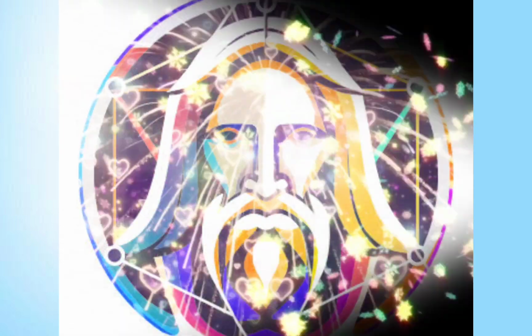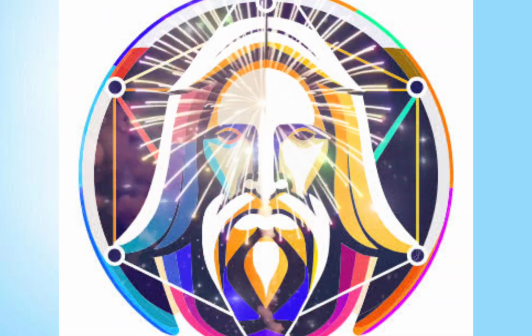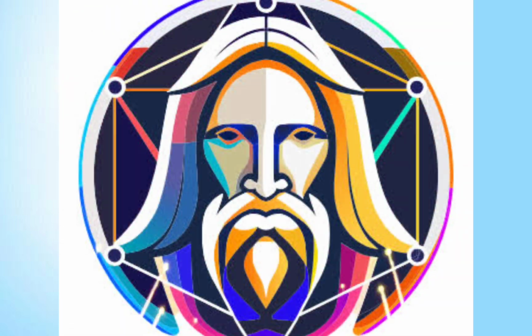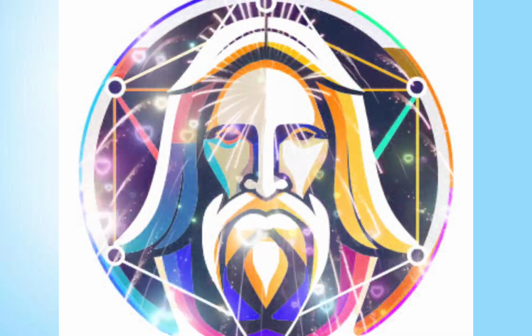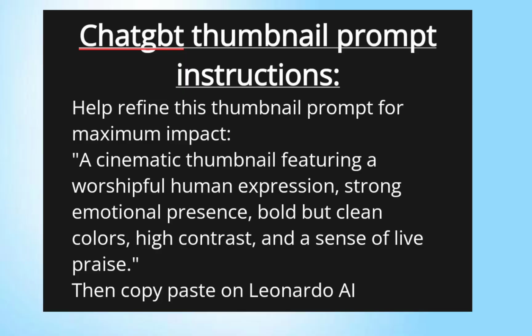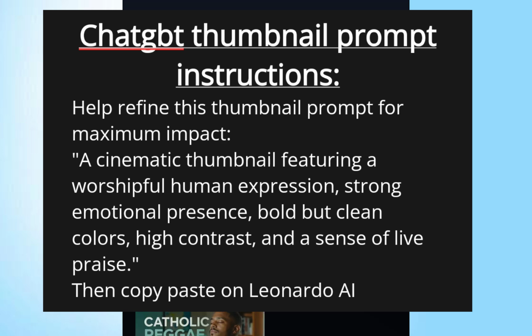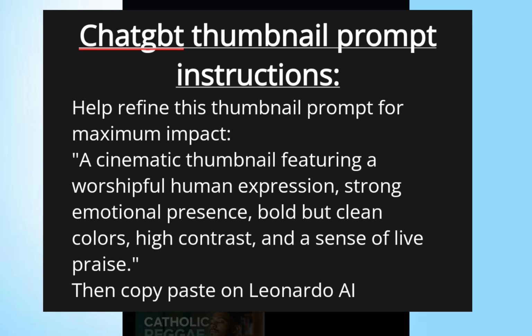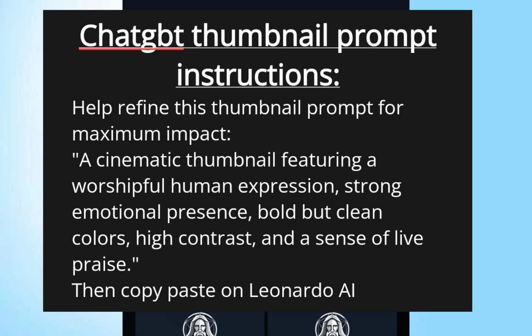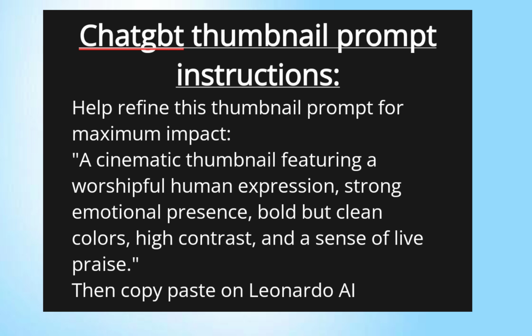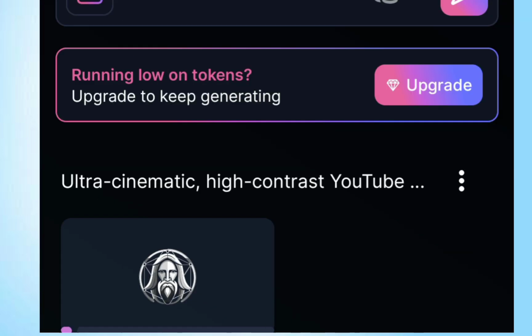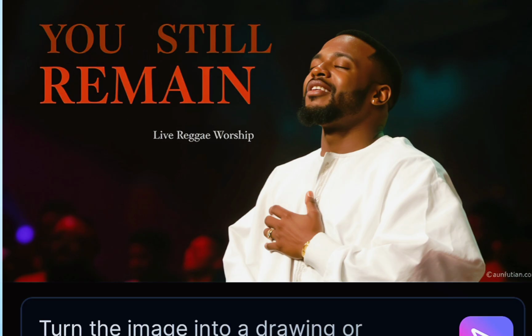Section 4. Designing click-worthy thumbnails with Leonardo AI. With your audio ready, it's time to create a thumbnail that actually gets clicks. Open Leonardo AI and use a prompt focused on emotion and humanity, such as a cinematic thumbnail featuring a worshipful human expression, strong emotional presence, bold but clean colors, high contrast, and a sense of live praise. You can even ask ChatGPT to help refine your thumbnail prompt for maximum impact. Your goal is simple. Create a thumbnail that makes someone pause and say, "I need to hear this."